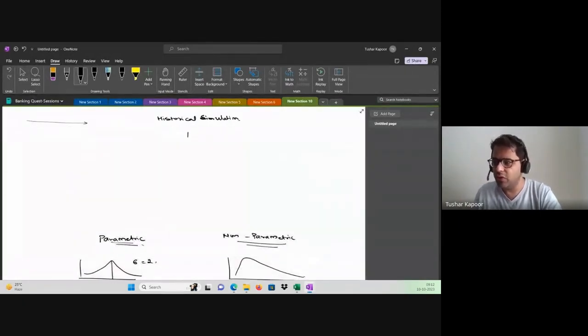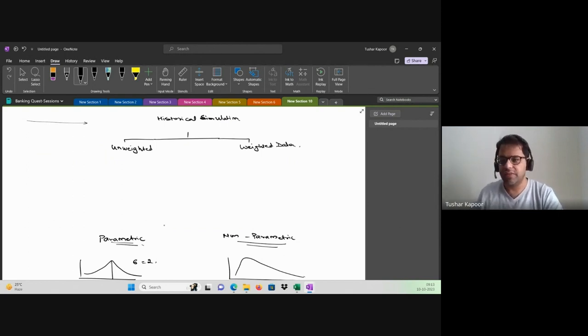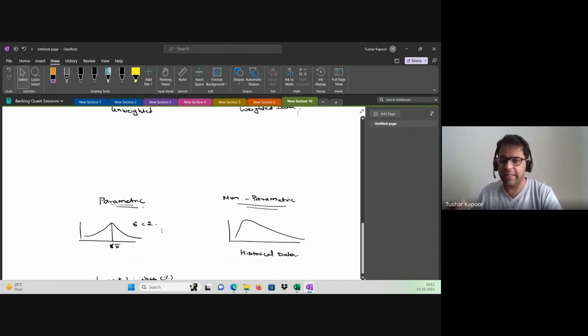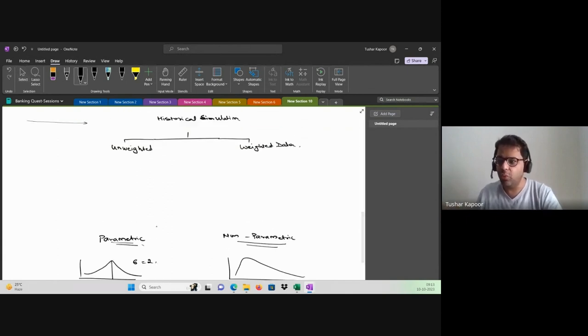it's all unweighted. At this point, I would also like to introduce the concept of weighted data. Now, what do we mean by unweighted data and weighted data? Let's say I took data for the last 5 years and used it to calculate the VaR number. That is truly unweighted data, where every day's daily return has an equal weight assigned to it, and I'll call that 1 by lambda.